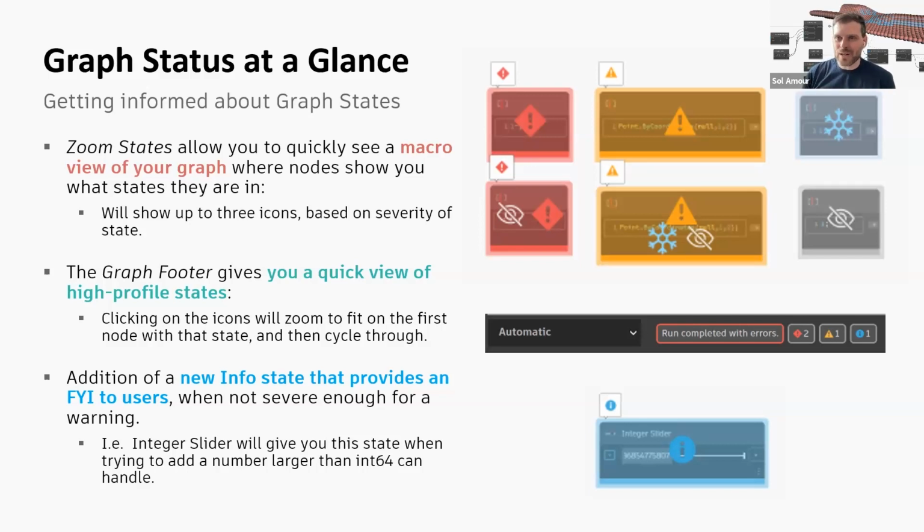And then the zoom states themselves, they trigger when you zoom out. So the color overlays on these nodes trigger when you zoom out to a certain threshold, which doesn't make sense if I tell you what it is. You just zoom out and you see it.